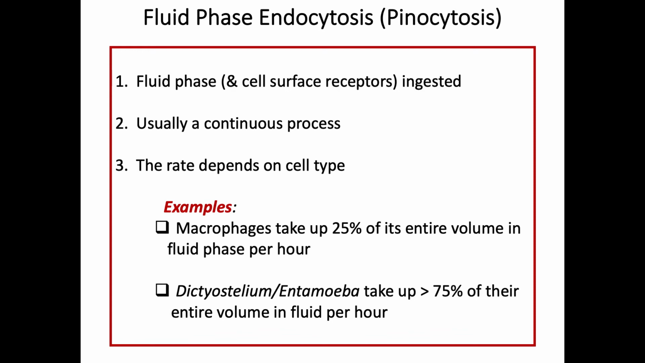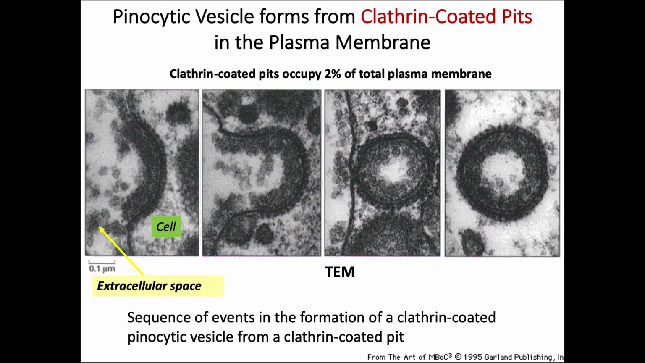its entire volume per hour, whereas you can see that this is really important for the lower group, particularly the protozoans. Dictyostelium is an amoeba, and amoebae can take 75% of their entire volume in fluid per hour, because this is the process of feeding. They are getting the nutrients along with the water. Then the water is going to go out, of course, but the nutrients will be used up in the cell. So very important. So how is this formed?